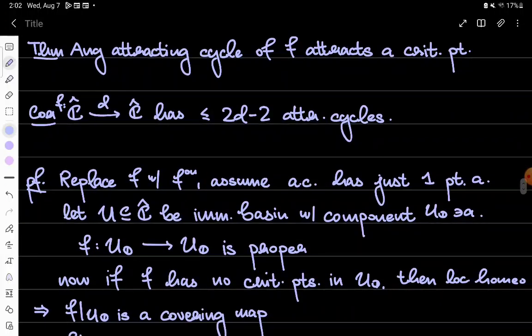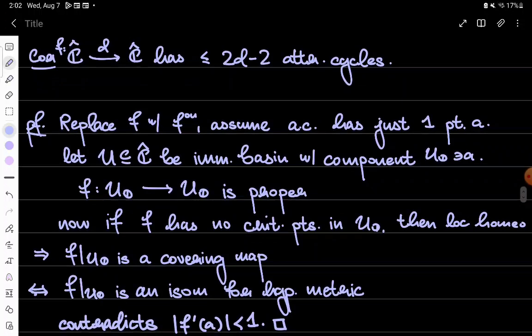By replacing f with its nth iterate, since the first point has period n, we can just assume that there's one point in the attracting cycle. Let's call it a. Let U be the immediate basin, and in case it's not connected, let U naught be the connected component that contains this point of the attracting cycle. Now the key point is that since we have a rational map restricted to some open subset of the Riemann sphere, a compact Riemann surface, the restriction of f to this neighborhood U naught is actually a proper map. This means that it pulls back compact sets to compact sets, and the theory of proper maps between Riemann surfaces is a very rich one.